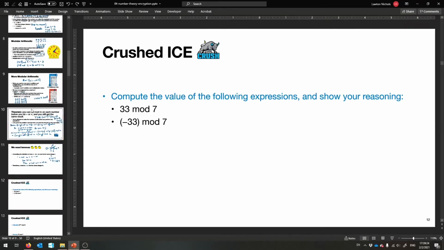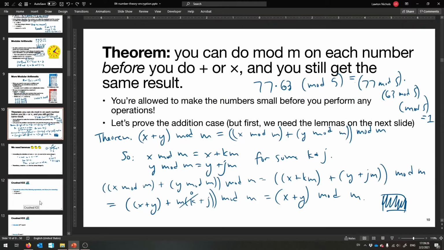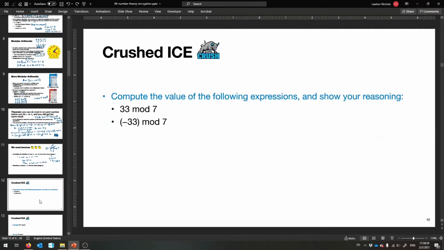I'm definitely not going to ask you to prove this on a test or anything like that, but it's very good to know because it helps when you're implementing things. It's very, very helpful when you're implementing stuff that involves modulo at the very end. You can do it first. Okay, so take a second now to do this yourself. Compute the value of these following expressions and show your reasoning.